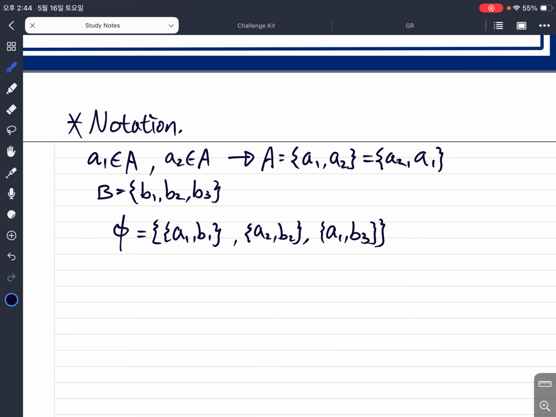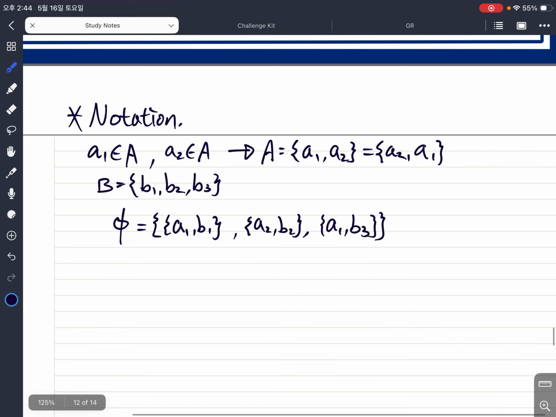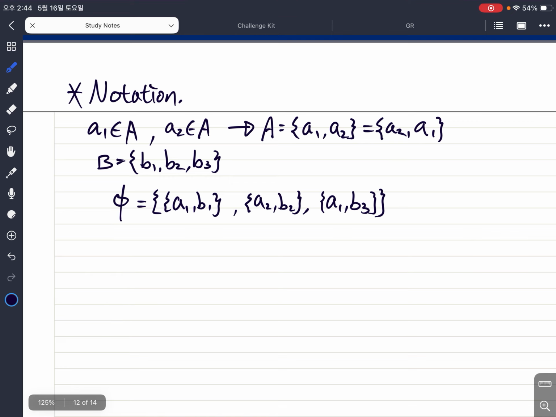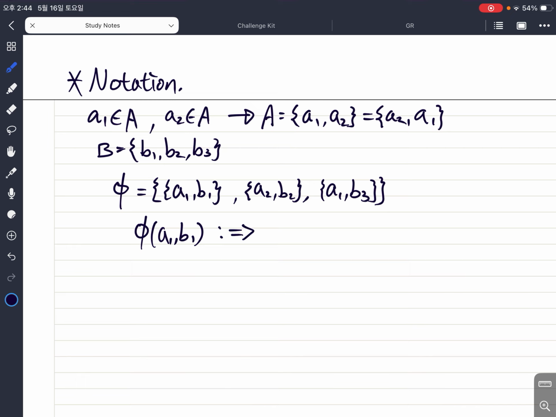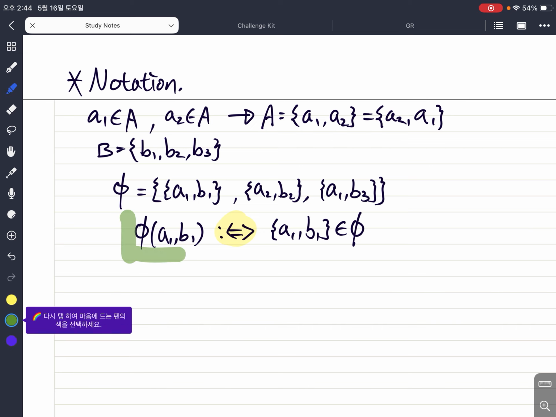This is how you define a relation, and because it is a little bit hard to write every time, for the relation you usually use the notation phi(A1, B1). This symbol means that A1, B1 is in phi. Okay, now you know one notation for the relation.